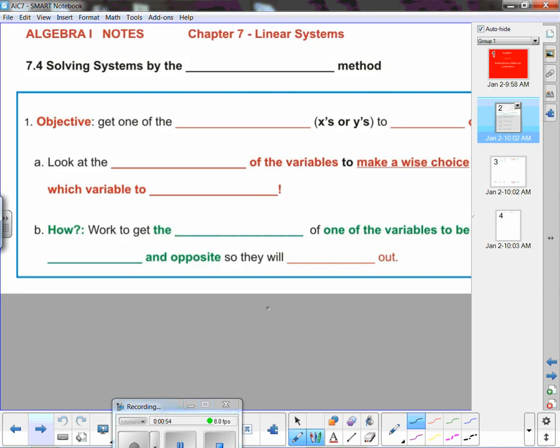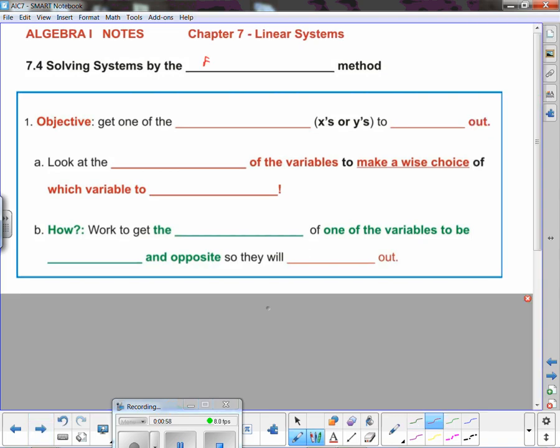All right, so let's go ahead and fill that in up here. Solving systems by the elimination method. Elimination. Again, also called the addition method. All right, so what's your objective? What are you after in this methodology? So here's your objective, and it's important that you keep this in mind. This is what you're going for.